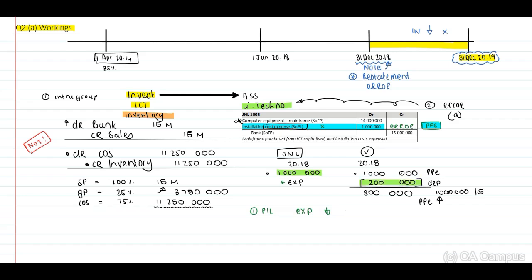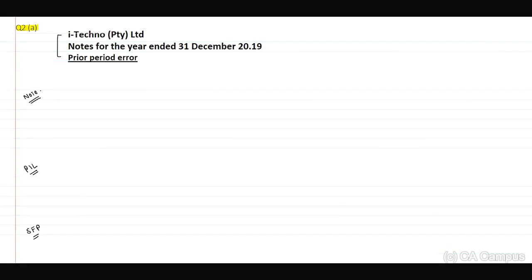Therefore, the expenses should decrease. It was included. Now we need to take it out. And this will be the 1 million minus the 200,000. And this will be 800,000. And this is the effect on our profit and loss at this point in time. Therefore, let's transfer this to our note.